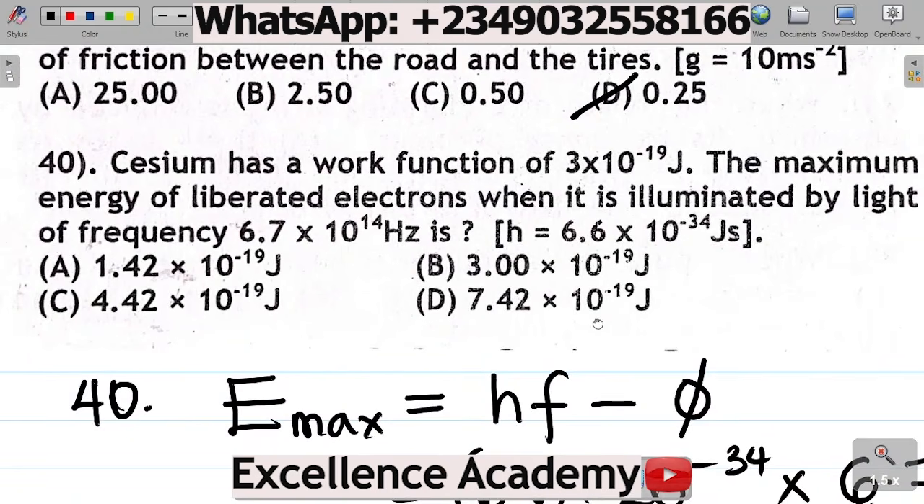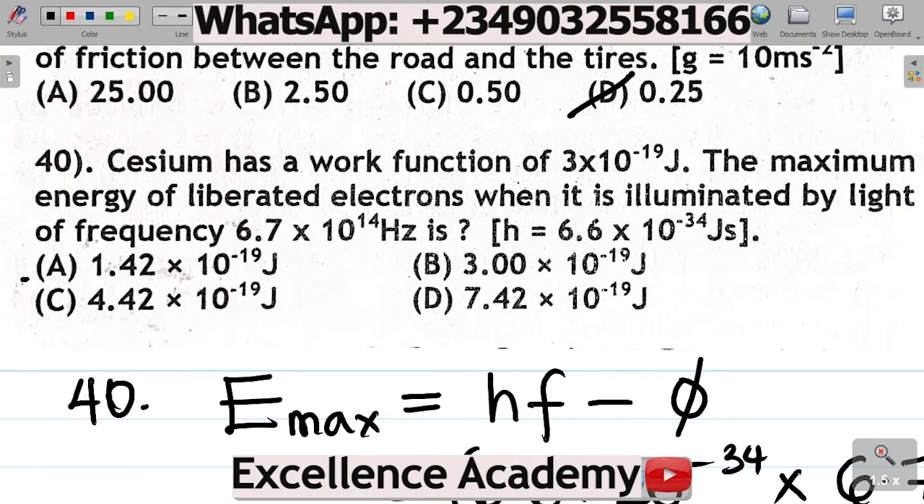Let's see which option that is. Yep, that is option A. So option A is the correct answer.